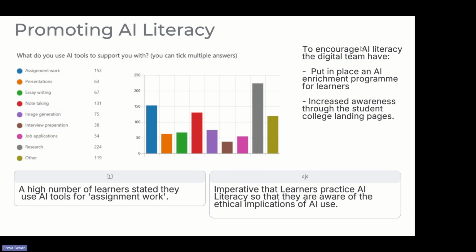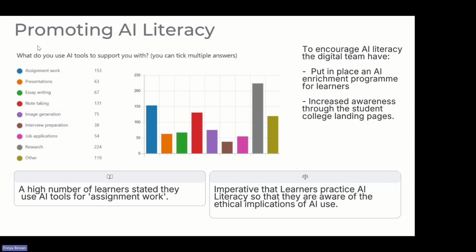With this in mind, it is very important, as we know, that learners do practice AI literacy and that they are aware of the ethical implications of AI use. So because of this, well, not only because of this, but we have, as a team, myself and my two colleagues, encouraged and explored how AI literacy could then be encouraged with our learners.